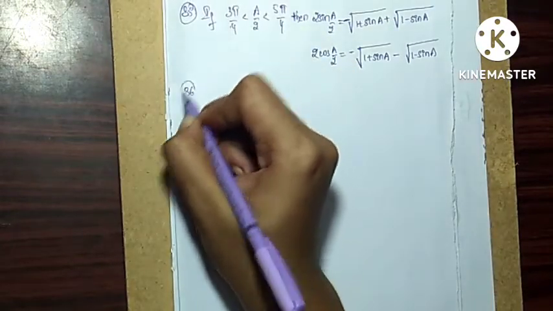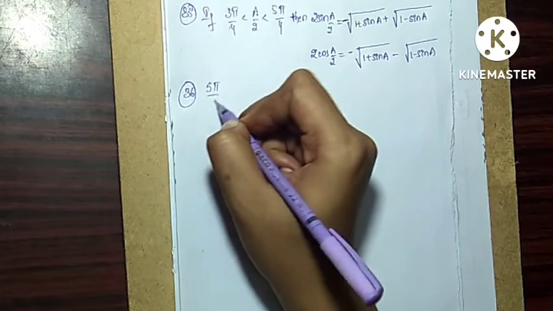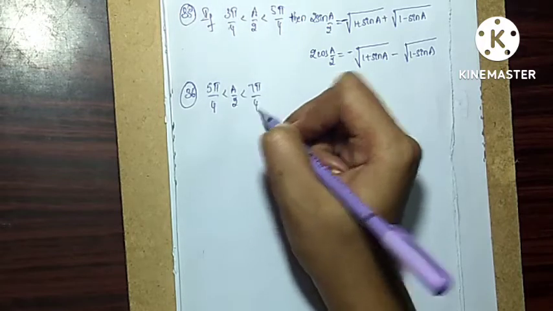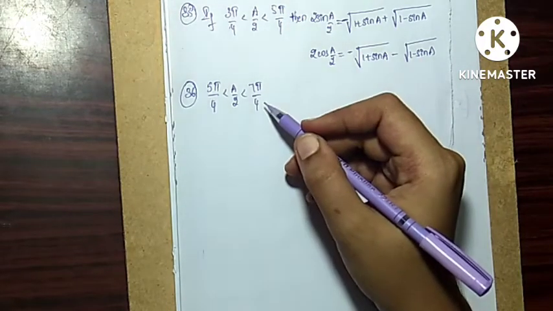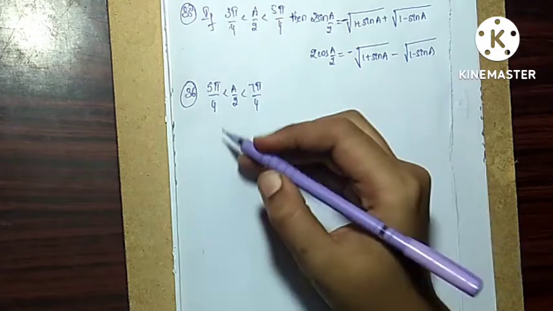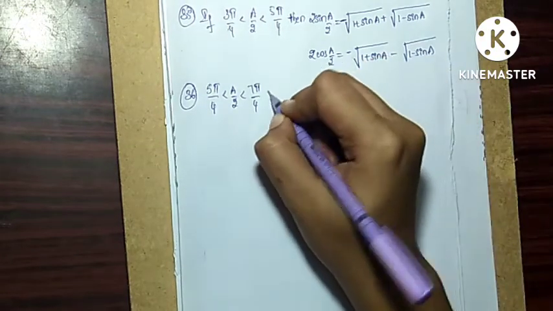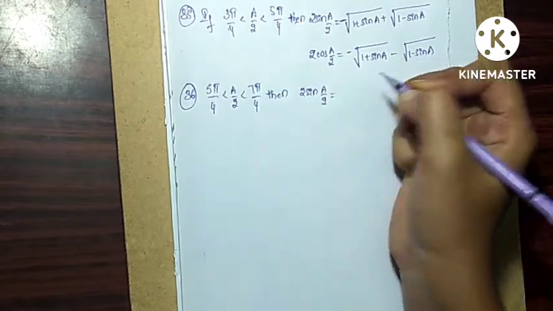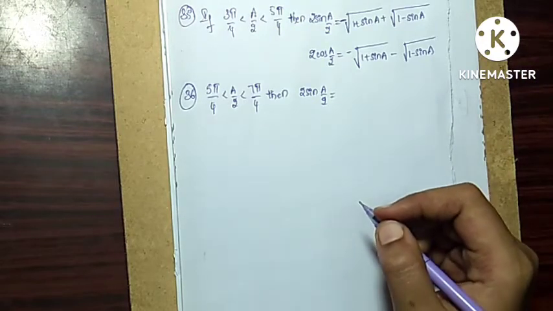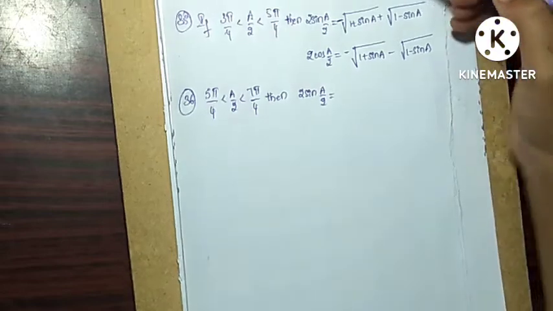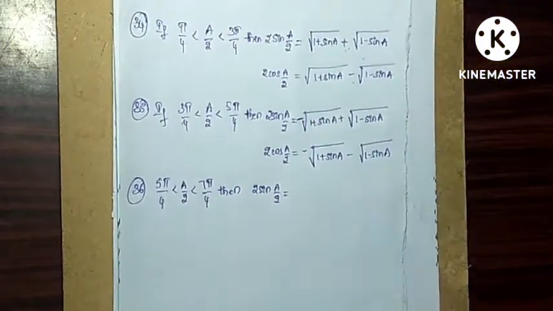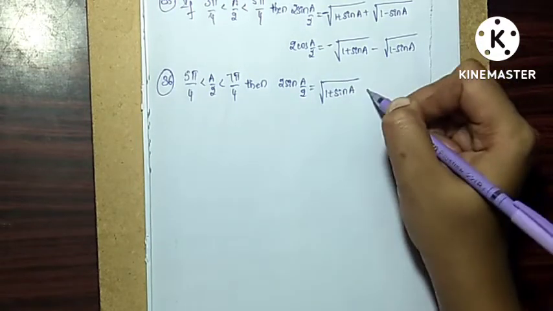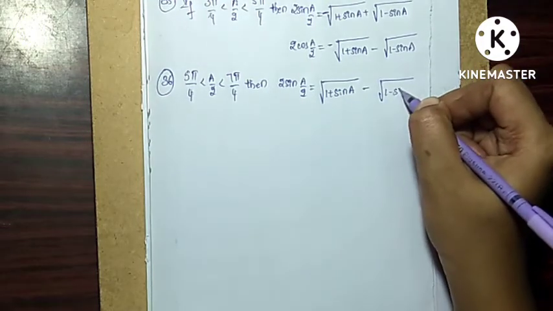Now we will check out our 36th formula, which is between 5 pi by 4 less than a by 2 less than 7 pi by 4. Now what is 7 pi by 4? 315 degrees. What is 5 pi by 4? 225 degrees. Then 2 sine a by 2. Now tell me the formula of 2 sine a by 2. Just change the signs: sine to cos, cos to sine. That is root of 1 plus sine a minus root of 1 minus sine a.